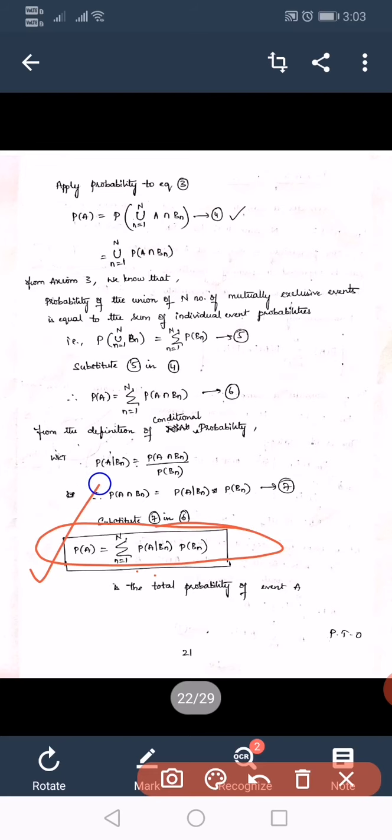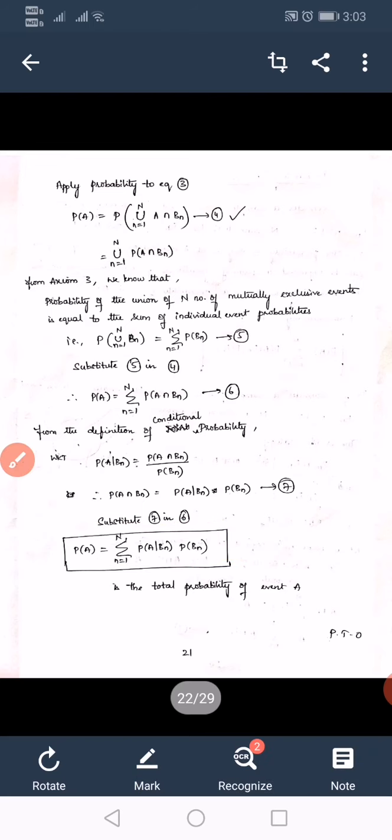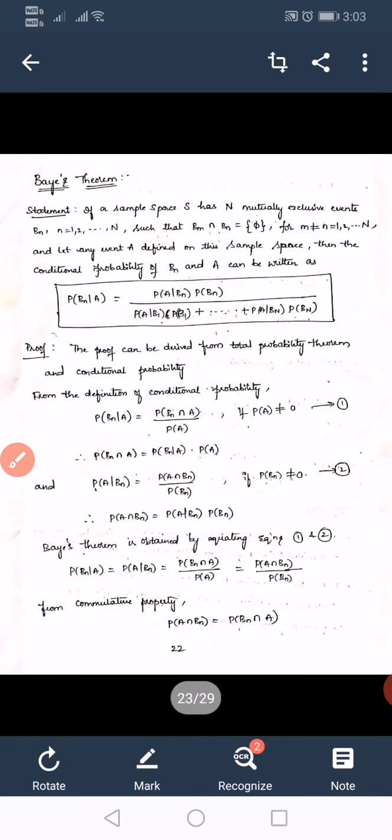This is total probability. Remember this formula: P of A equal to summation n equal to 1 to N, P of A given Bn into P of Bn. So the event A we have defined in the sample space S, A is a subset of the sample space. The probability of event A in the sample space is defined in terms of conditional probabilities, which are P of A given Bn. This is the concept of total probability.